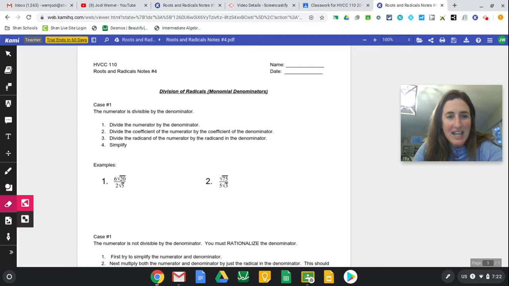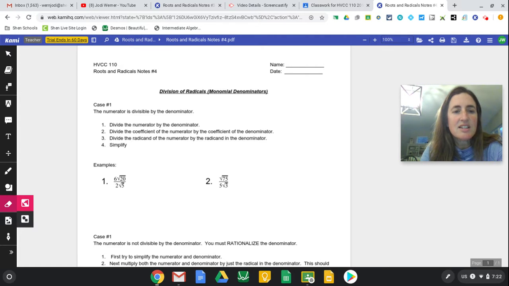The easiest case is where the bottom radical will divide evenly into the top radical. Now that's super nice because in radicals, if you have a fraction, you can't have a radical left on the bottom of a fraction. No. So like if we look at this first example, I'm going to first look at the coefficients. Does 6 divide by 2? Absolutely. It divides in there 3.